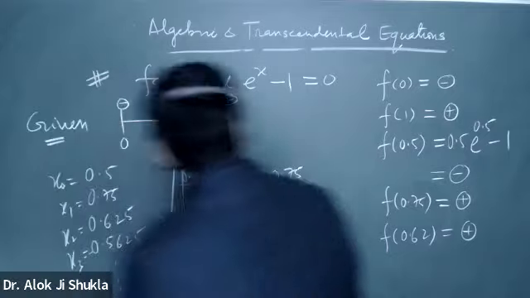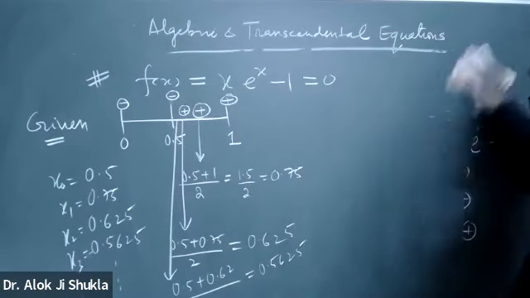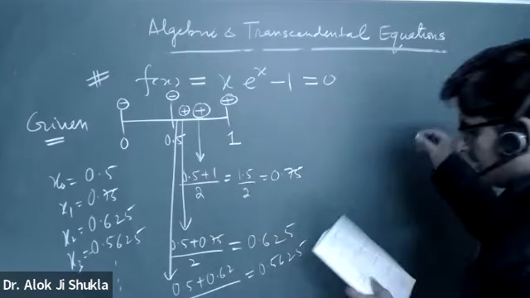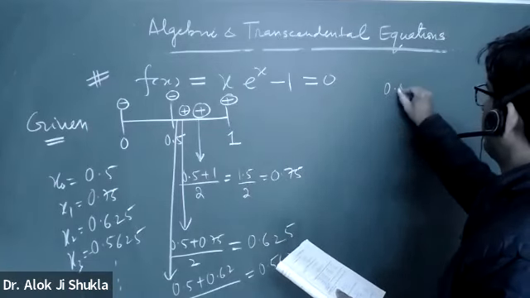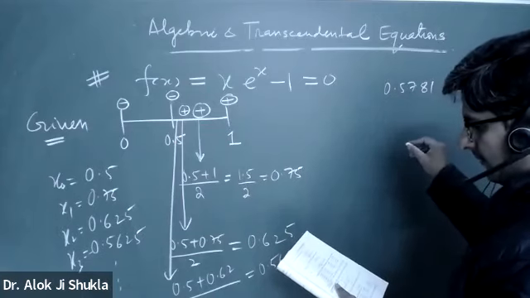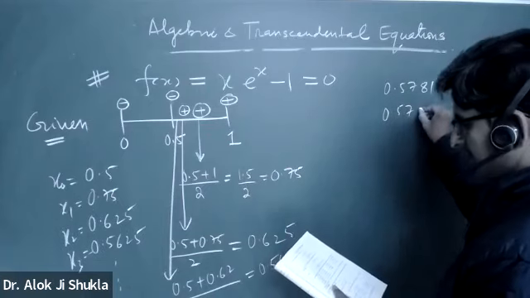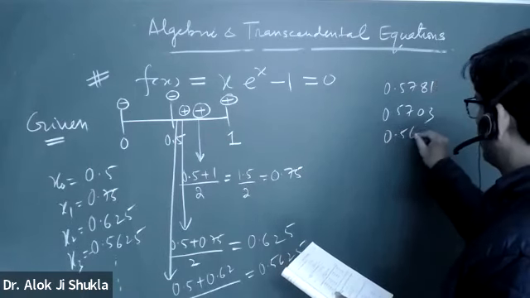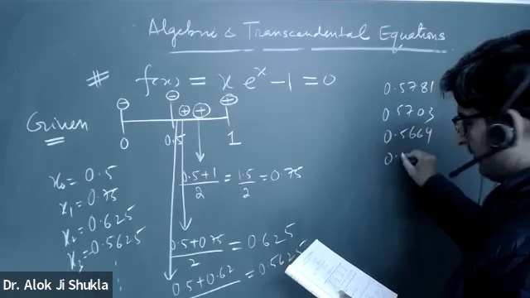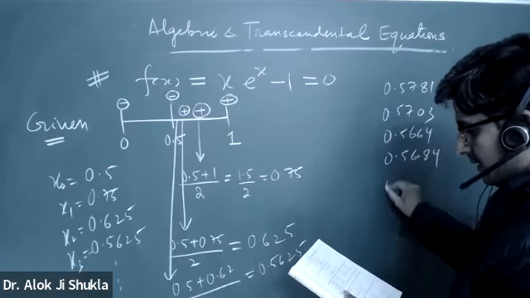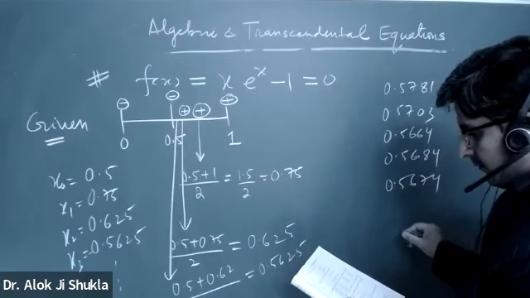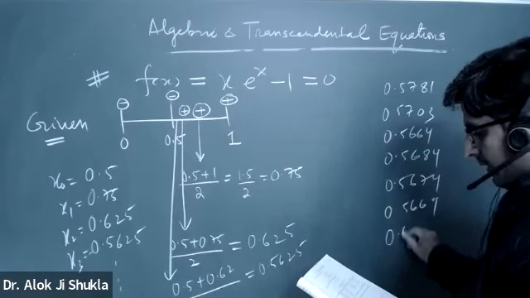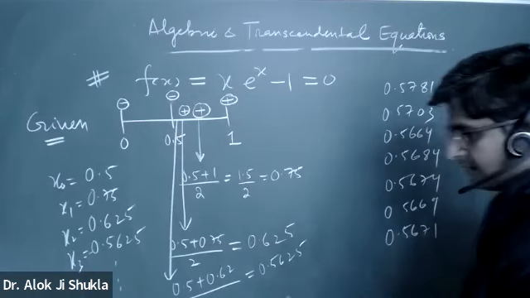Let me give you some data just to tell you how it works, so that you have seen the whole picture. After 0.5625, it will start coming like this: 0.5781, 0.5703, 0.5664, 0.5684, 0.5674, 0.5669, 0.5671. It keeps going this way.